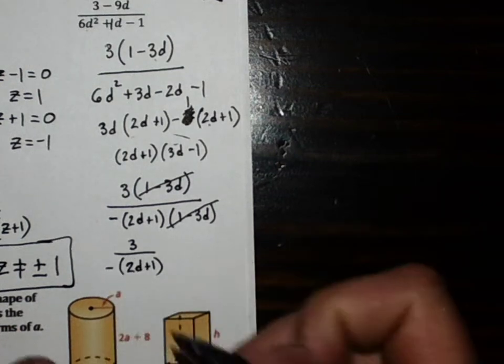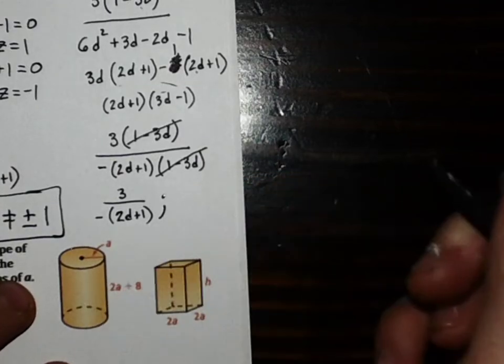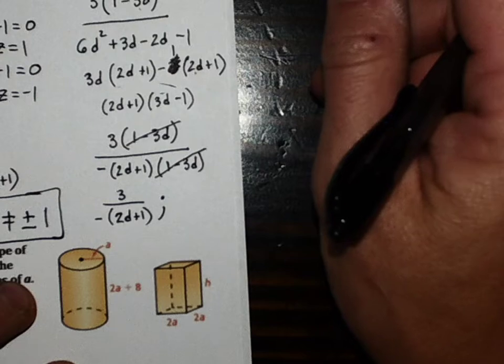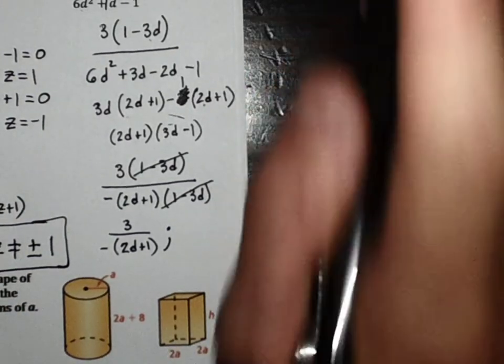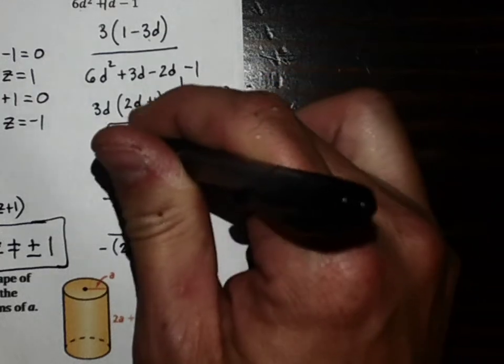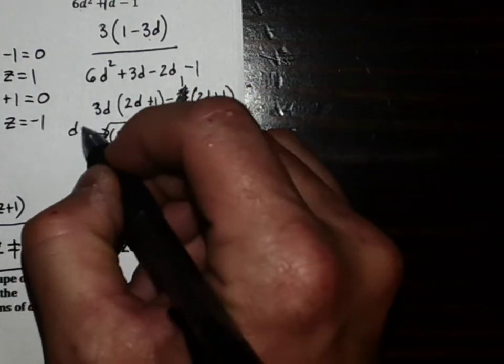You could write that negative on the top. Now we must state our restrictions. What are the restrictions? What makes the denominator 0? This is the denominator, right? This thing right here is the denominator.